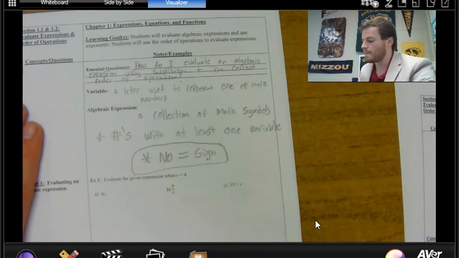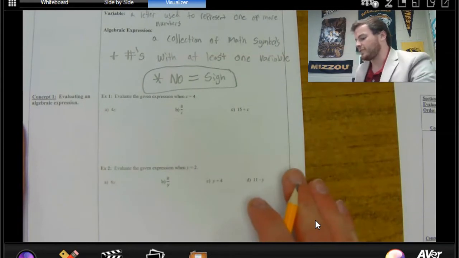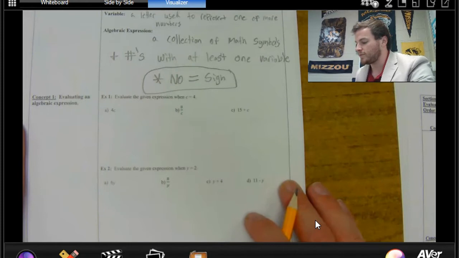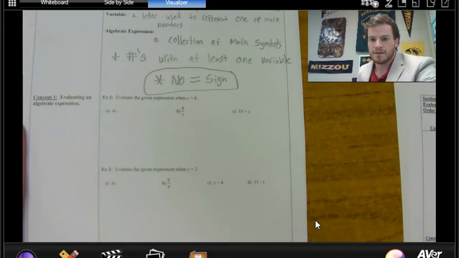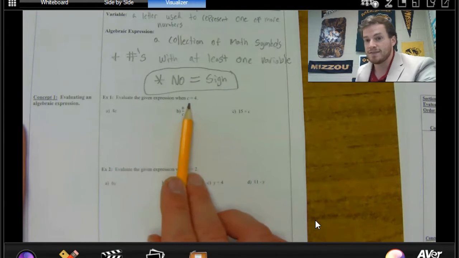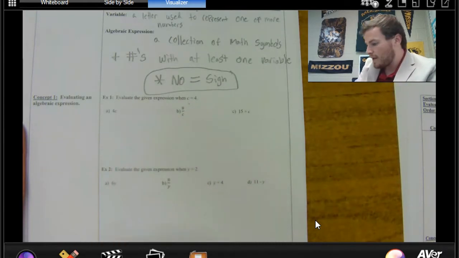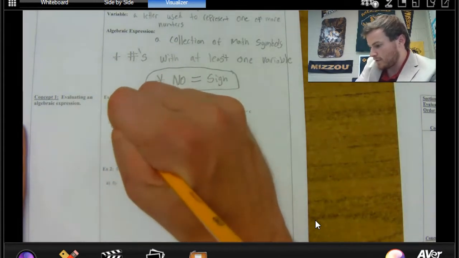Otherwise, continue on. Concept number 1 is evaluating an algebraic expression. It says evaluate the given expression when C equals 4. A, B, and C in this example 1 are all expressions because they have no equal sign. But this problem is telling you that C is 4. So we can plug 4 in for wherever C is. So 4 times C is really 4 times 4, which is 16.